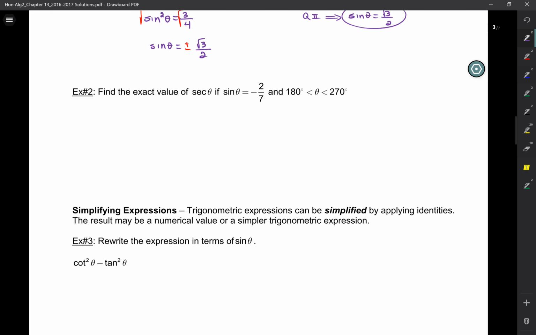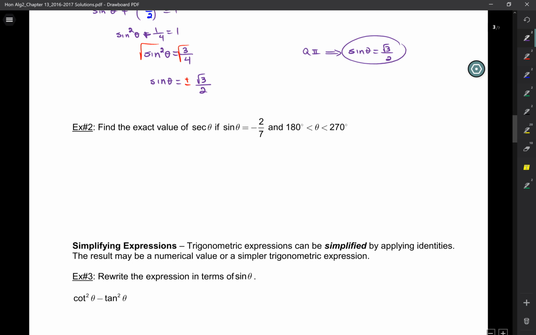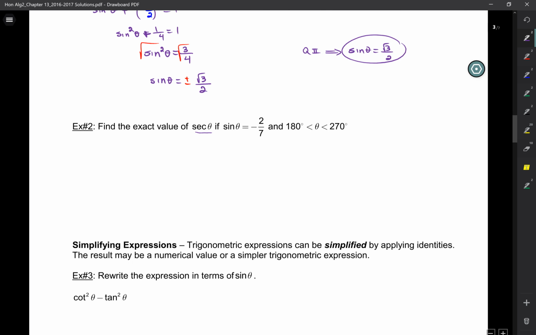Okay, find the exact value of secant if sine is given. How can we relate sine to secant? Let's fix the quadrant first. What quadrant is this in? Third. So how can we relate sine to secant? It might be 2 steps. We're going to use sine squared plus cosine squared equals 1. Find the cosine, then find the secant. Oh my God, how fun.